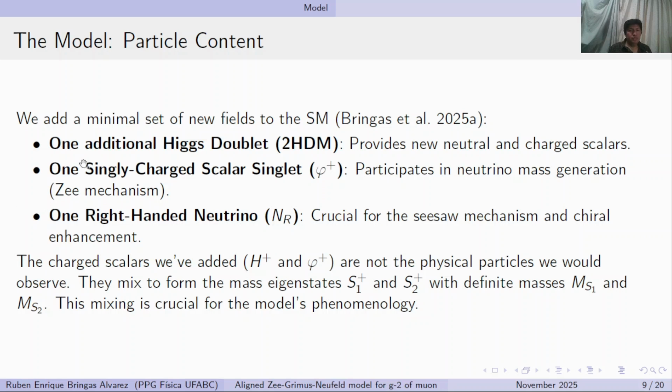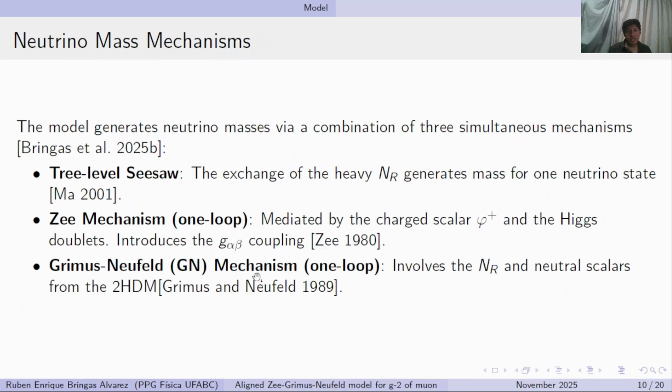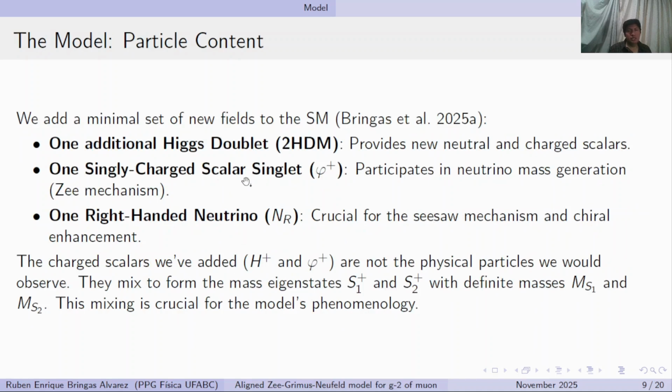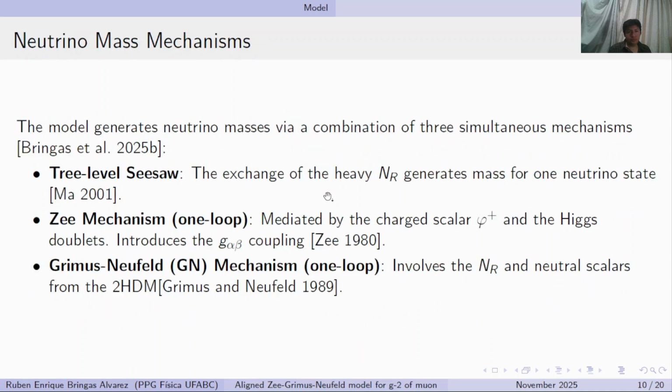For example, we use a right-handed neutrino and a two-Higgs-doublet model to use the mechanism we call the Zee-Grimus-Neufeld mechanism. That is a one-loop contribution to the neutrino masses. The same is true for the charged scalar singlet: we add this particle to use this mechanism. The right-handed neutrino is used in the tree-level seesaw and the Zee-Grimus-Neufeld mechanism. When we combine these mechanisms, we generate the masses for the neutrino.